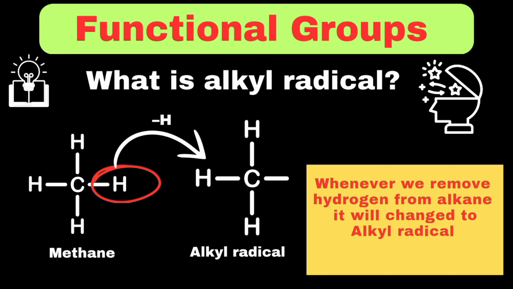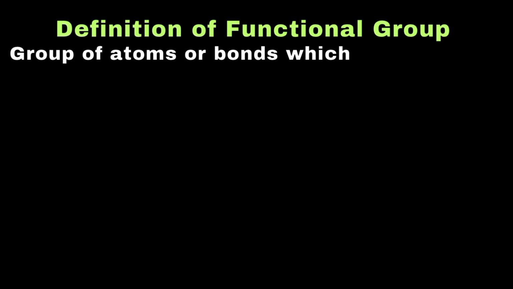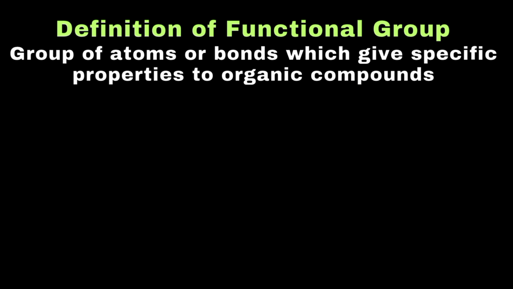radical. In organic chemistry, we generally refer to the alkyl radical as R, but if we place any other group in place of that removed hydrogen, it will give rise to many different kinds of organic compounds, which actually is the main reason for the formation of functional groups. A functional group is defined as the group of atoms or bonds that give specific properties to organic compounds.